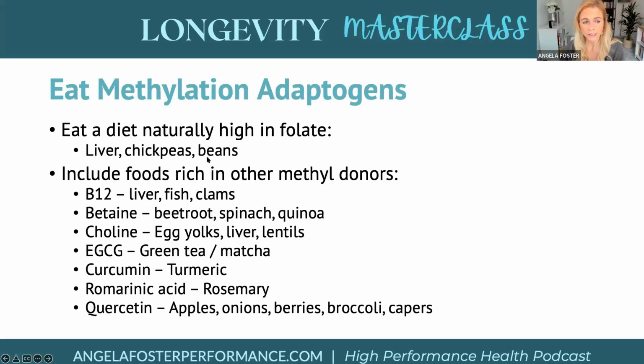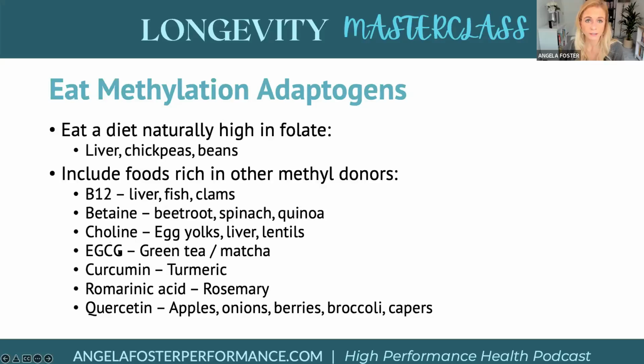So folate is highest in things like liver, chickpeas, beans. In fact, in this study with Dr. Cara, they were eating liver a few times a week. You want to include other foods that are rich. So these are the other methyl donors. Betaine you can get from things like beetroot and spinach and quinoa. Quinoa is a good grain. It's higher in protein, which is helpful, so you're going to get less of a blood sugar spike. Choline is from egg yolks, and again, liver. You can see that liver is a bit of an all-round amazing food, really, in terms of nutrient density.